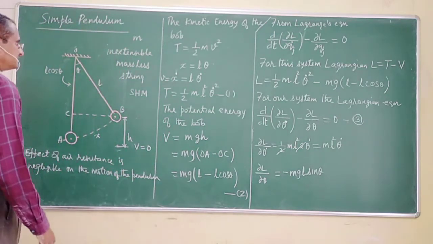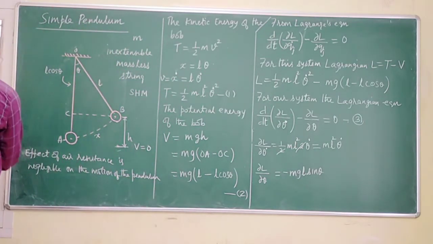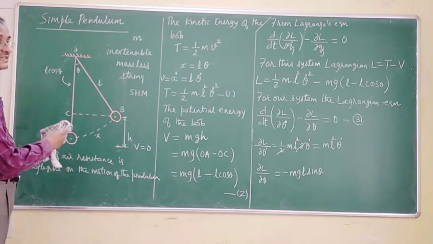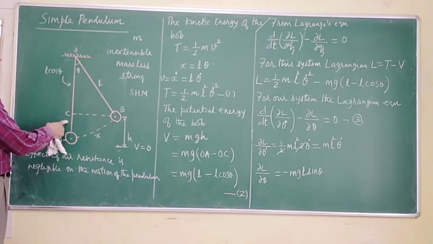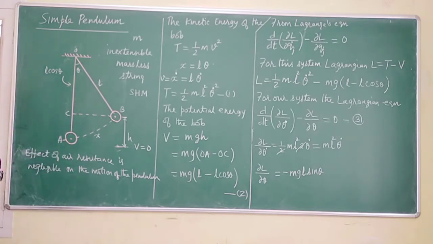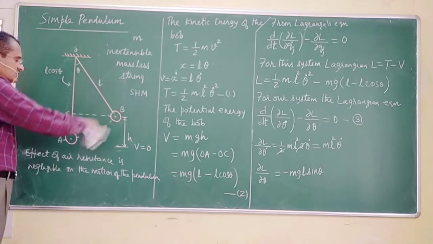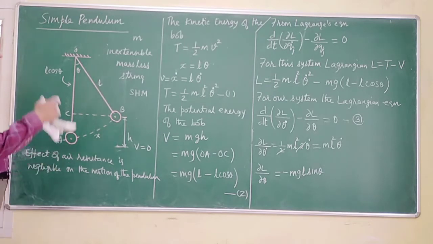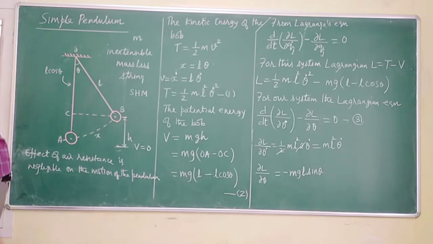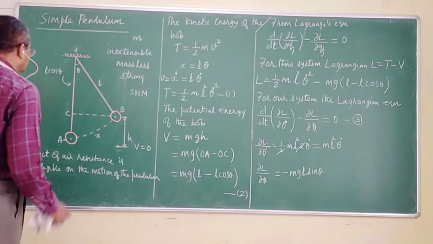Which one shall I rub off? Please tell me. Shall I rub the diagram where I have said a simple pendulum is nothing but a bob connected to an inextensible massless string of length l, and OA is its equilibrium position. When you give a small push, it oscillates and executes simple harmonic motion. B is the position of the bob at any instant of time. The important assumption I have made is that the effect of air resistance on the motion of the pendulum is almost negligible. Okay, I will rub this off.